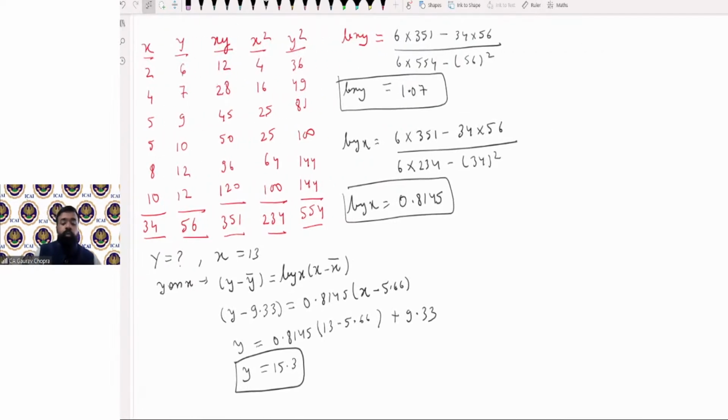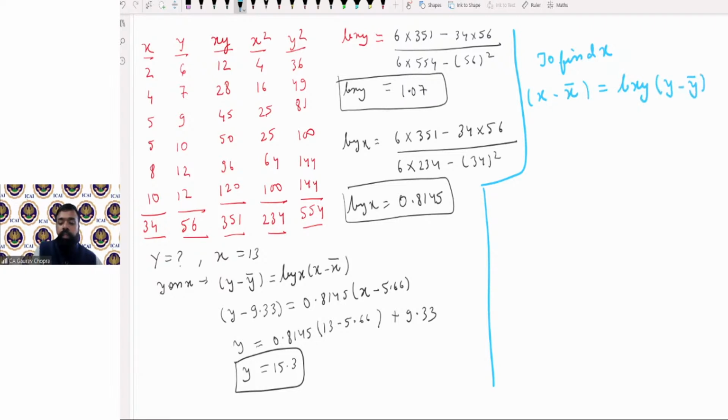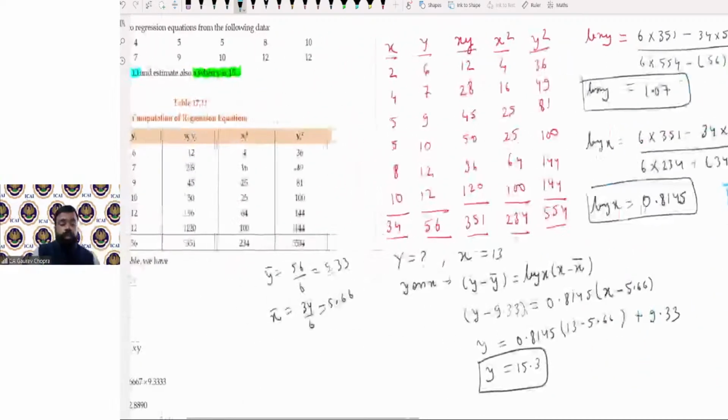Similarly, if you want to find x on y, then use the second equation. So to find x, we use x on y. X minus x bar equal to bxy into y minus y bar. Now x minus x bar कितना है? 5.66 equal to 1.07 into y minus 9.33. Now this time what is the value of y?